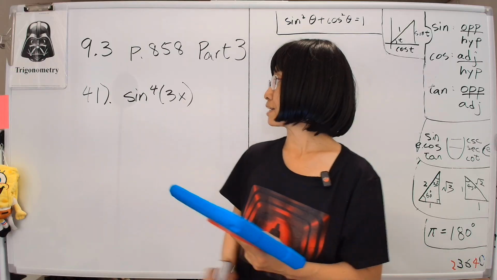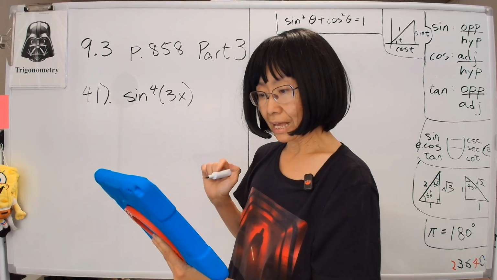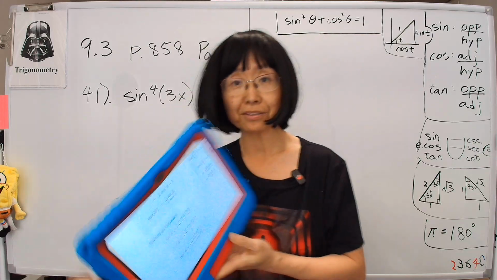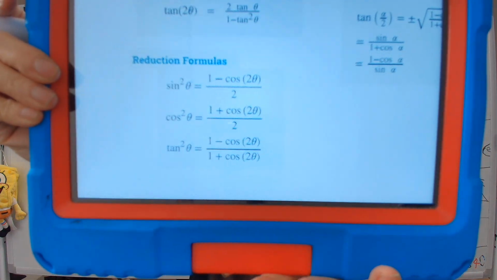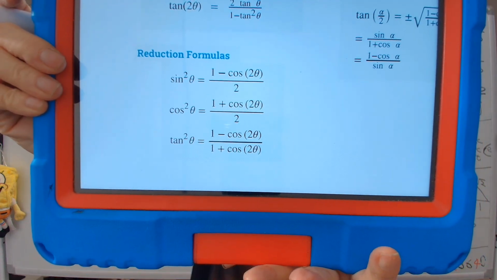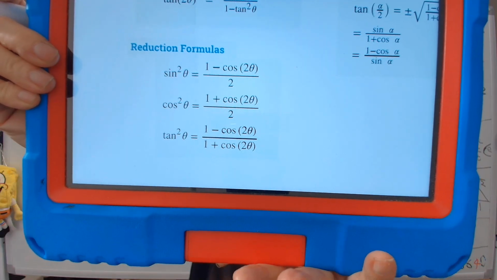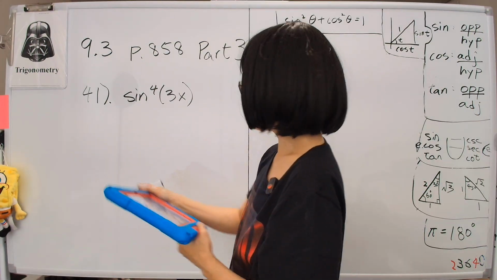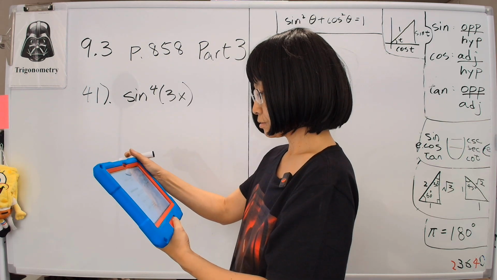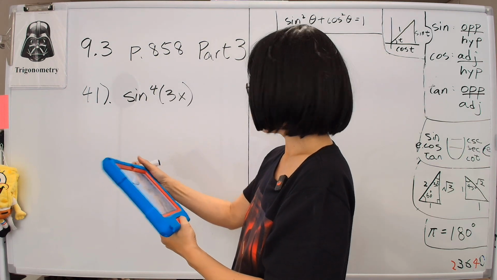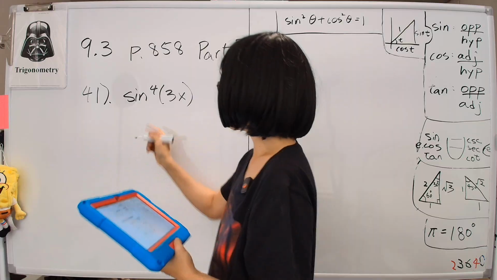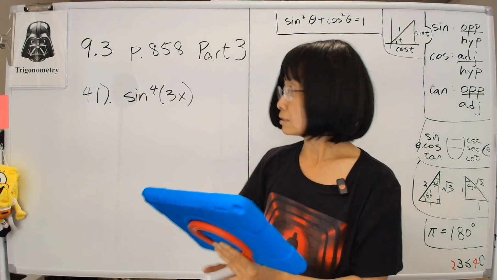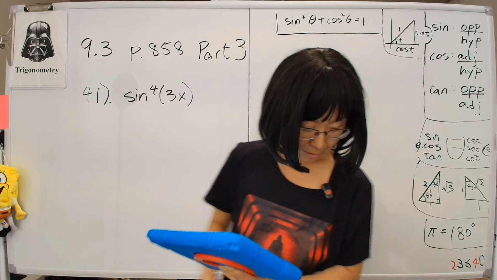So next, let's look at problem 41, where we are supposed to reduce this thing. Well, to reduce it, we shall use the reduction formulas, where sine squared equals that stuff, and so on. Okay, so now we have a sine fourth formula. To do that, sine to the fourth power is... Now, did I write that right?